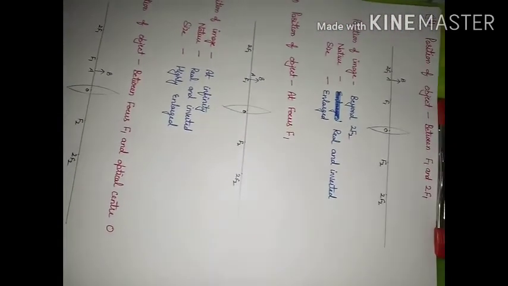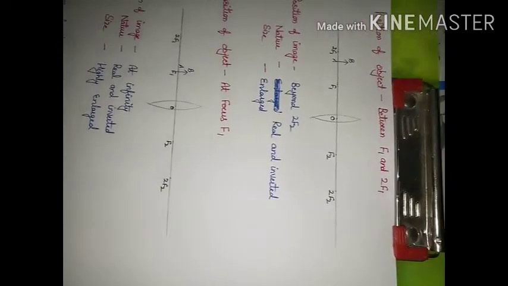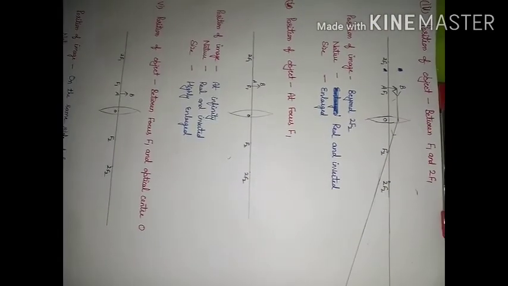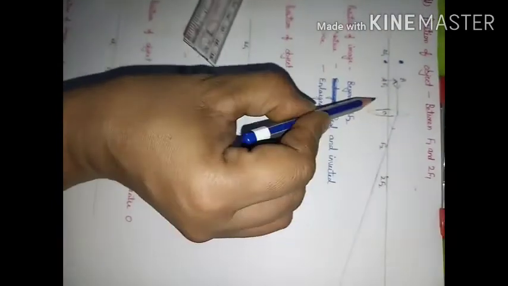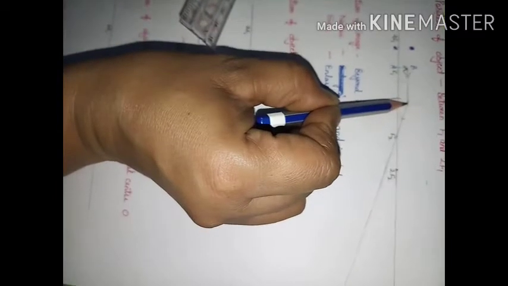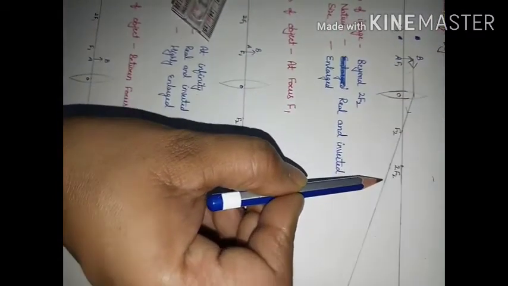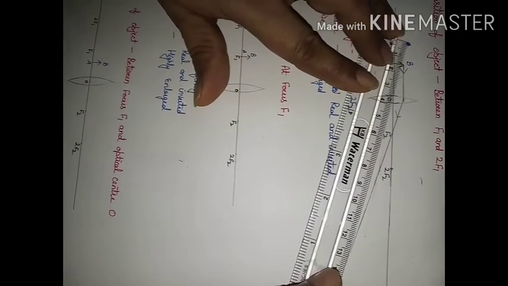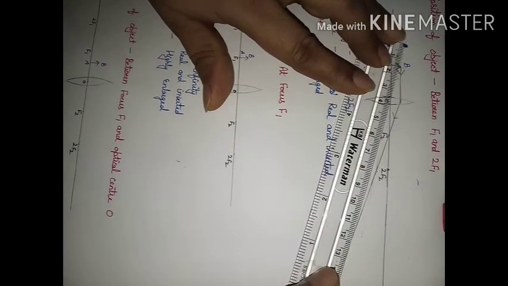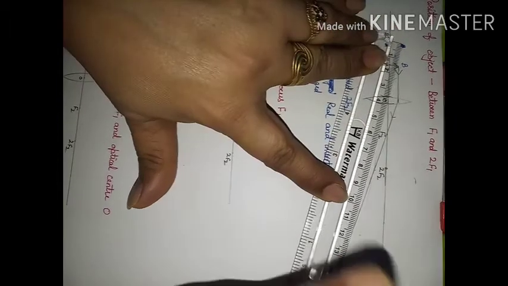Now we will consider when the object is kept between F1 and 2F1. So this is object AB that is kept between F1 and 2F1. From this, one ray of light is parallel to the principal axis. After refraction, it will pass through the focus. And another ray of light that is passing through the optical center will go undeviated.